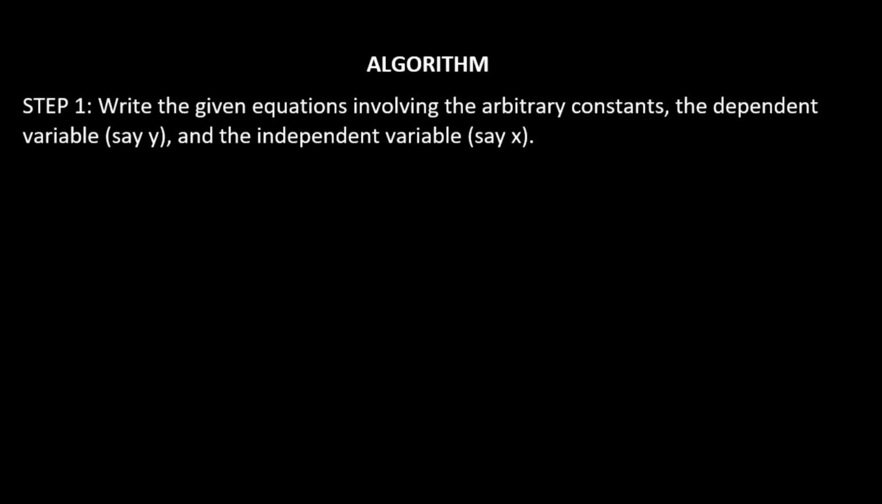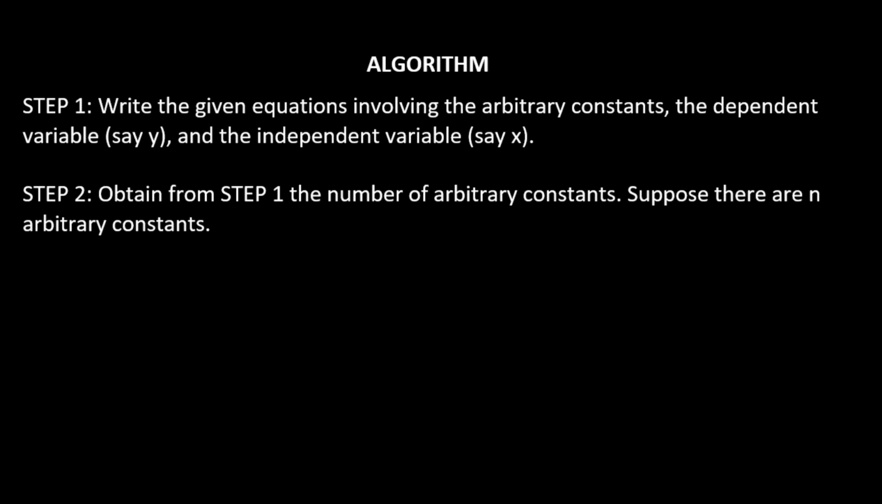Algorithm. Step number 1. We begin by writing the given equation involving the arbitrary constants, the dependent variable, say y, and the independent variable, say x. Then go to step number 2. We will be obtaining from step number 1 the number of arbitrary constants. Suppose there are n arbitrary constants.